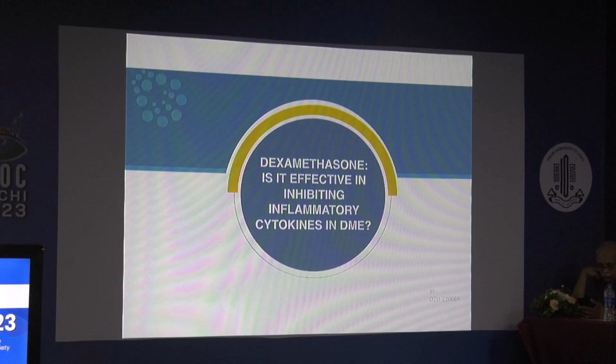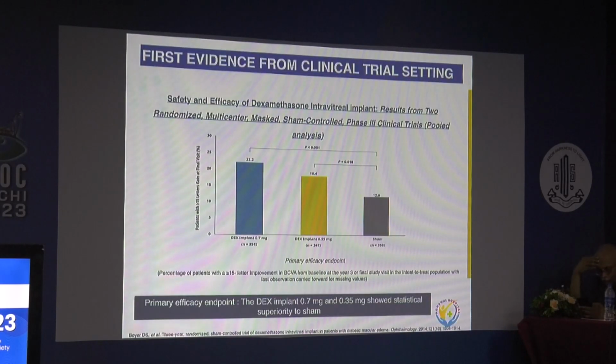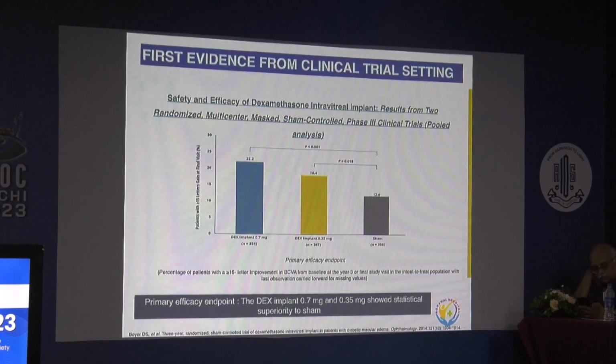So is dexamethasone or steroid effective in inhibiting inflammatory cytokines in DME? The next question is that. Again, there's the first evidence from the clinical trial setting. It says that the dex implant, whether 0.7 mg or 0.35 mg, was better than sham in reducing the central subfield thickness.